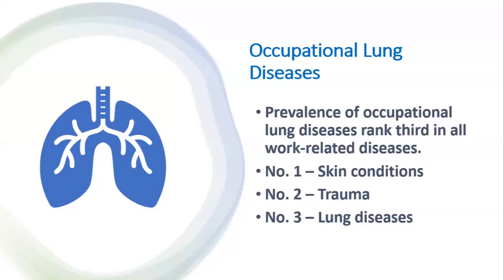While the prevalence of lung disease is ranked number 3, if we look at mortality associated with these three conditions, we'll find that lung diseases account for many more deaths than skin conditions or trauma. But just looking at prevalence, which would be the number of new and old cases of disease, lung diseases rank at number 3, trauma at number 2, and skin conditions at number 1.